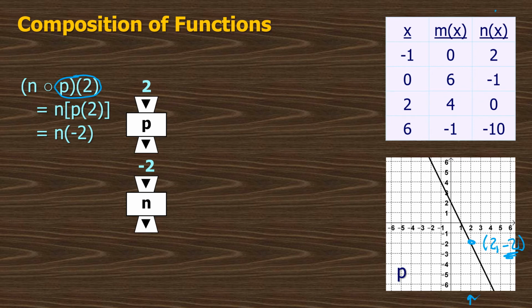But n is represented by a table, and so we'll need to go down our x's to find where, well, x equals negative 2. Not a match, not a match, not a match, not a match. In fact, I don't see negative 2 anywhere on this table. And this is going to cause a problem because n of negative 2 is undefined, which means n of p of 2 is undefined. This leads to an important rule that is often overlooked.